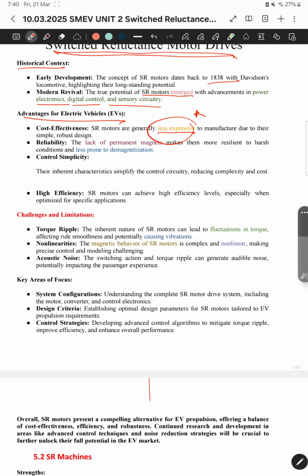And coming to the reliability, as we are not using any permanent magnets here, there is less chance of demagnetization. We'll actually get into this once we enter the unit. Control simplicity is easy here because of the inherent characteristics of the circuit, and it has very high efficiency. This is also one of the main reasons nowadays for selecting the motors in EVs.